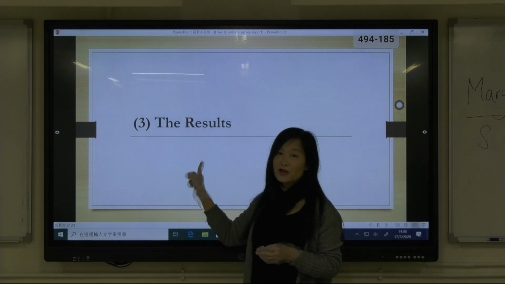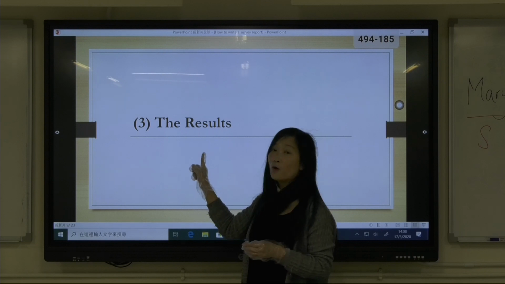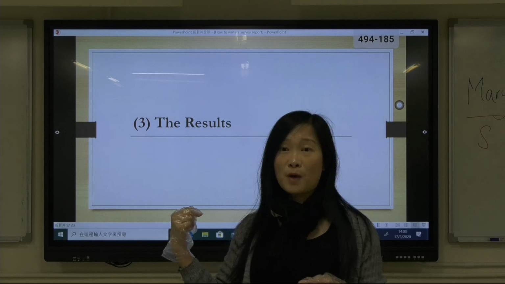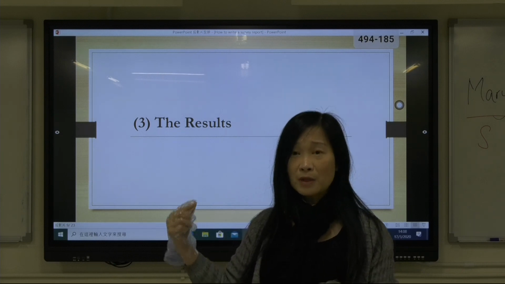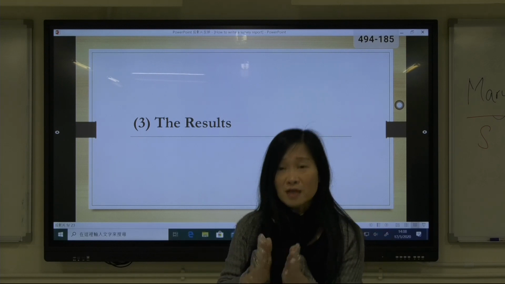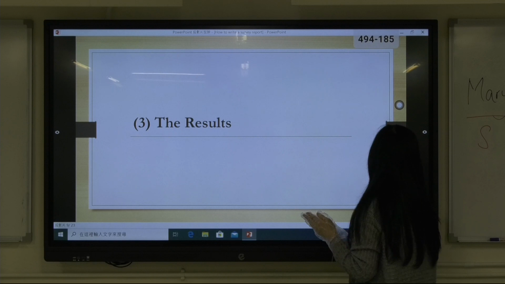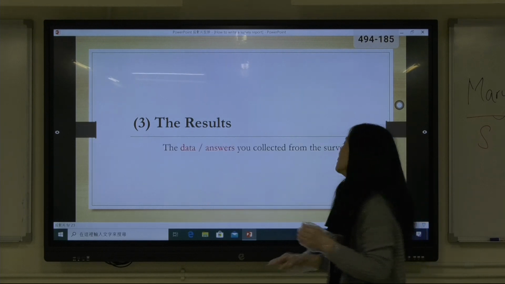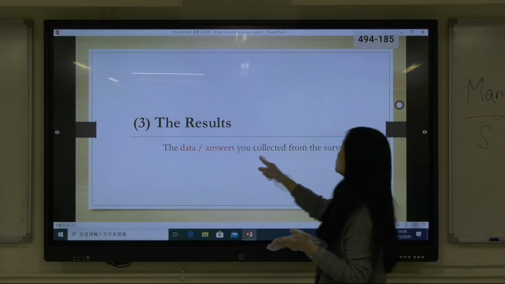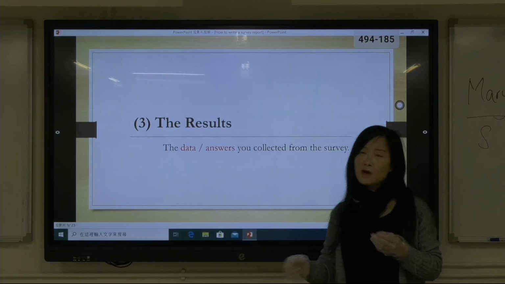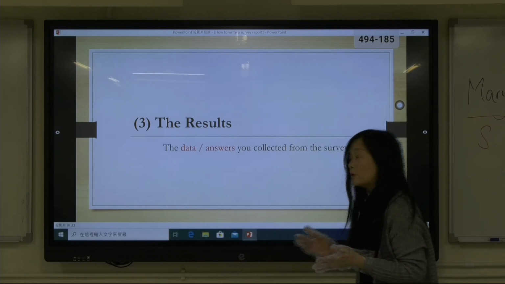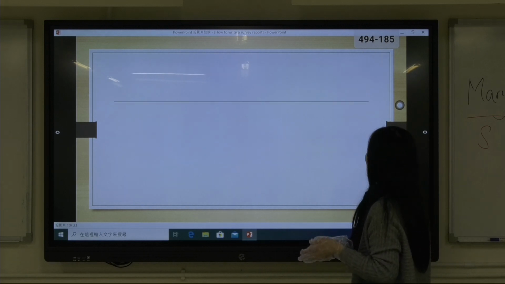And then from the introduction, we go to the next part. This is the most important thing, I guess, in the result. Or when I'm telling you how to write a survey report, this is a very important part. Please, right, don't fall asleep, because I'm going to tell you how to interpret, how to present all those data that you have got from the survey, from the questionnaire. So the results means the data and all the answers you collected from the survey. So how are we going to talk about all those number of people? Now you can do it in a few ways. I'm going to show you one by one.